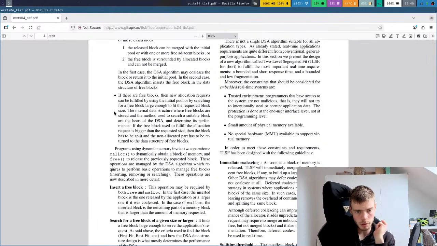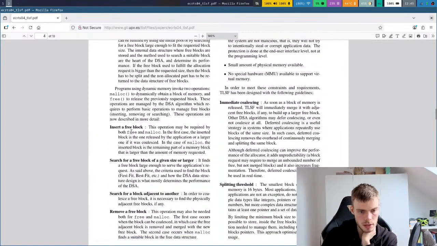Programs using dynamic memory invoke two operations: malloc, which dynamically allocates a block of memory, and free, to release the previous block. These operations are managed by the DSA algorithm, which requires it to perform operations to manage free blocks: inserting, removing, and searching. These operations are now described in more detail.